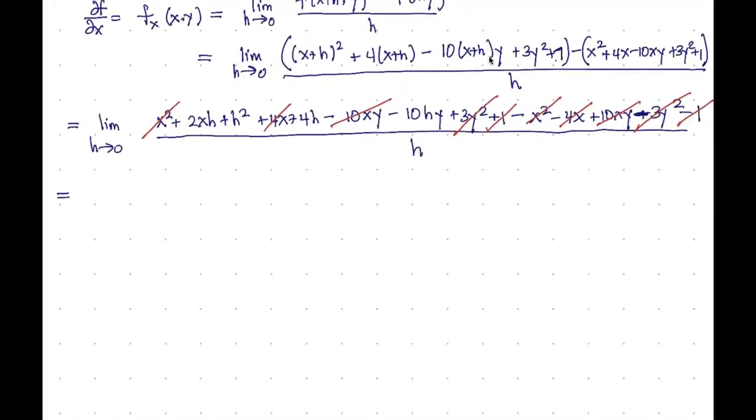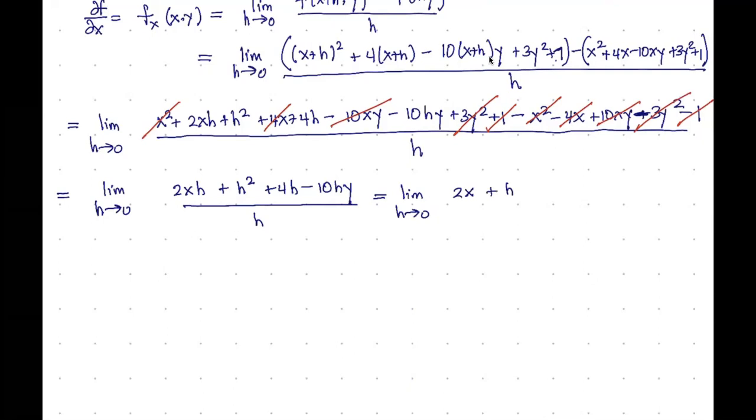So from this, we will end up with the following. We will end up with the limit as h approaches 0 of 2xh plus h squared plus 4h minus 10hy all over h. And then, of course, dividing through by h, you would simply end up with the limit as h approaches 0 of 2x plus h plus 4 minus 10y. And taking that limit, you would end up with 2x plus 4 minus 10y as your partial derivative.